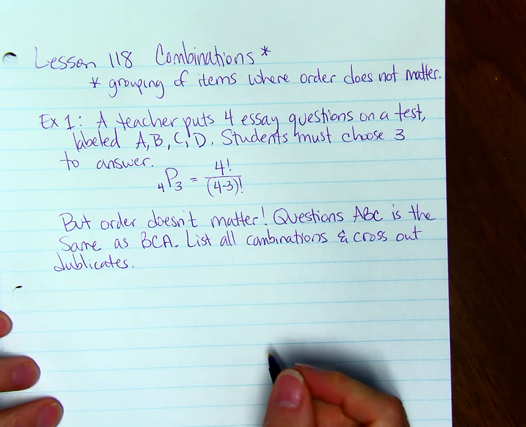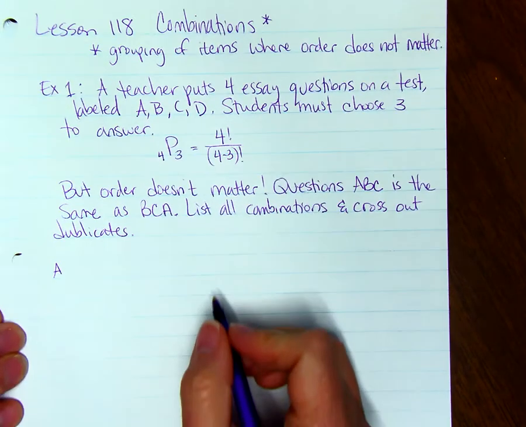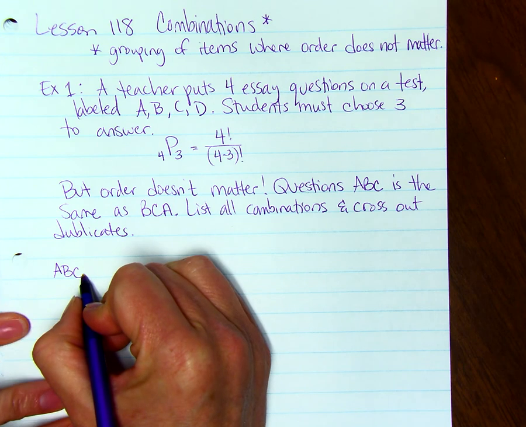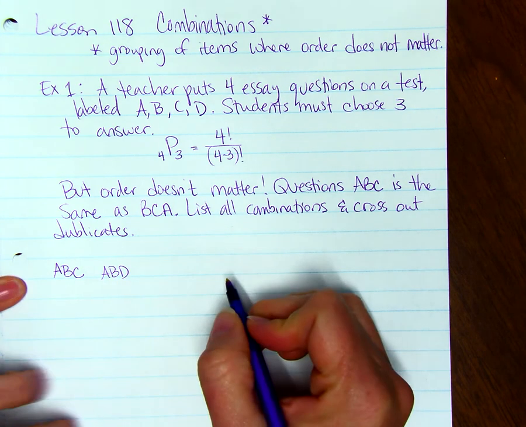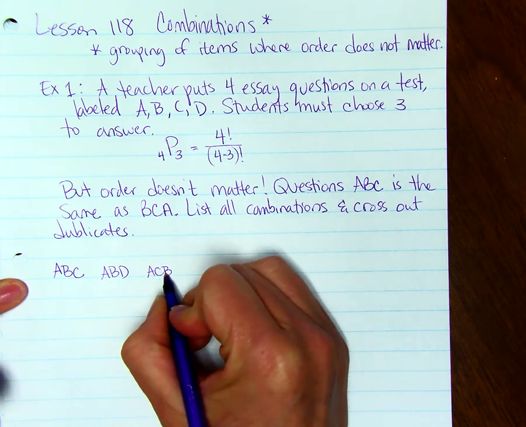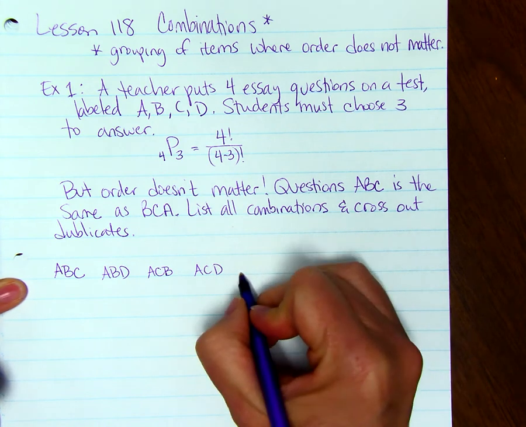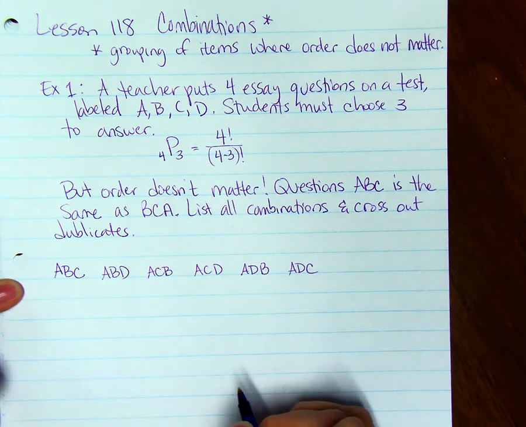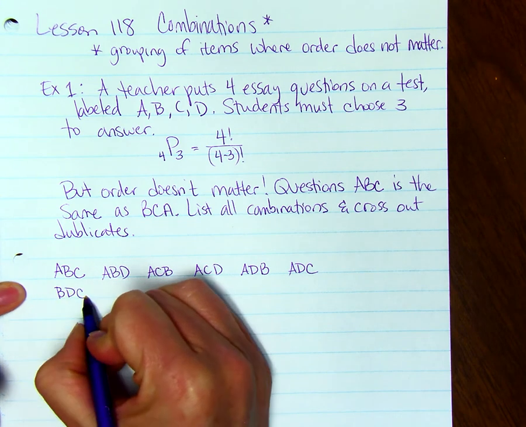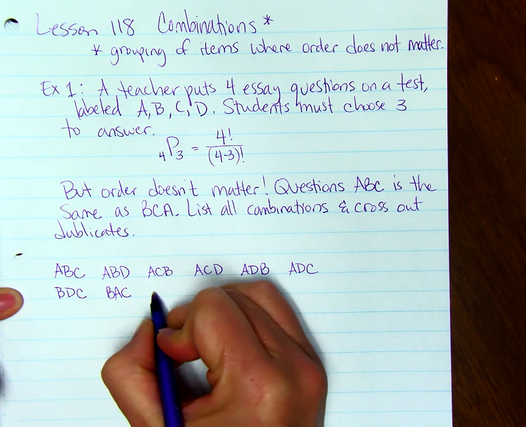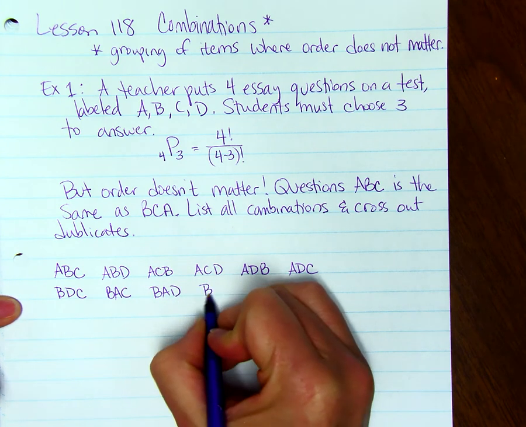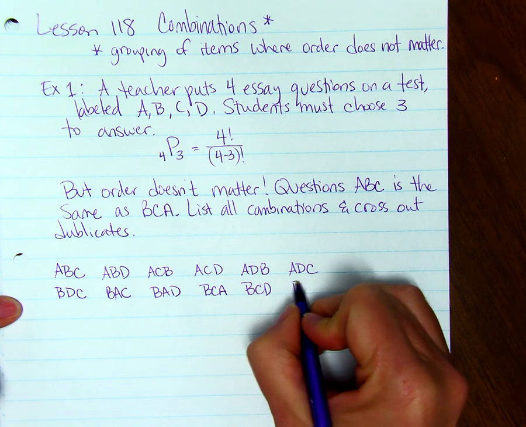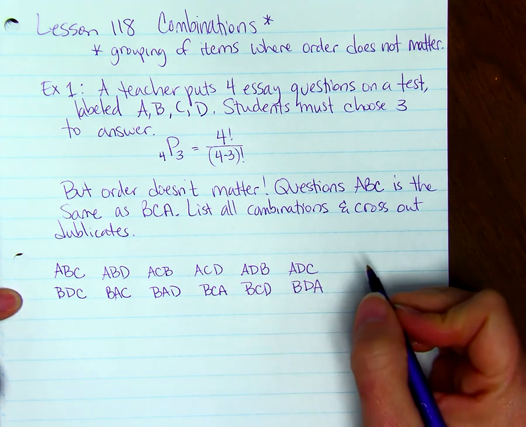So I'm going to start with A, and we can have A, B, C, and then A, B, D. And then A, C, B, and A, C, D. And then A, D, B, and A, D, C. Then we'll start with B. So we could do B, D, C, B, A, C, B, A, D, B, C, A, B, C, D, B, D, A.